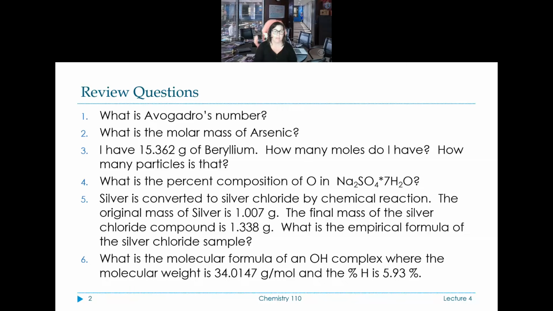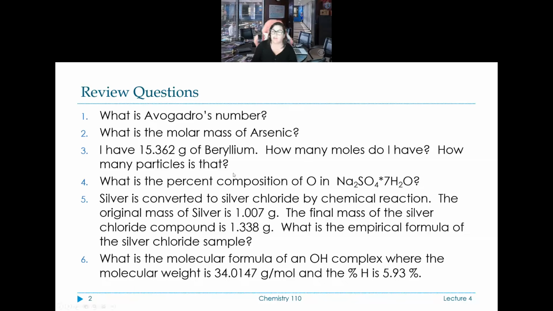Okay. All right. So having said all that, let's talk about arsenic. Now, I happen to have a big, huge periodic table here that I keep on my desk. Arsenic is number 33. It is in group 15 or VA, and its mass is listed as 74.92 grams per mole. Okay? So, yay, that's awesome.